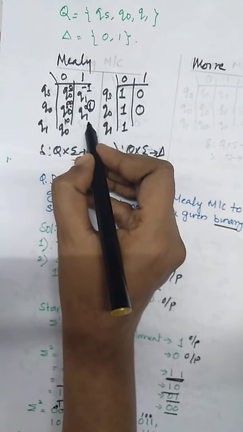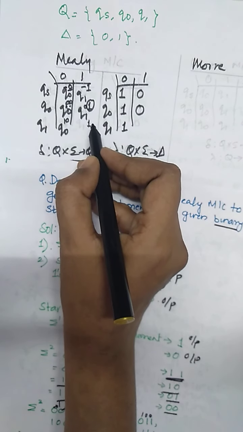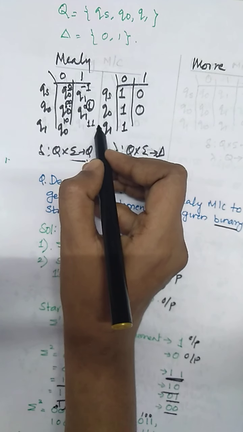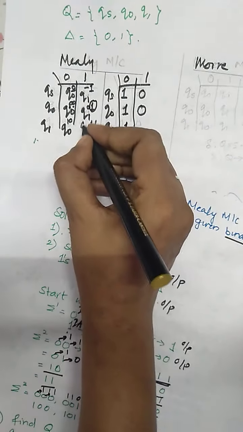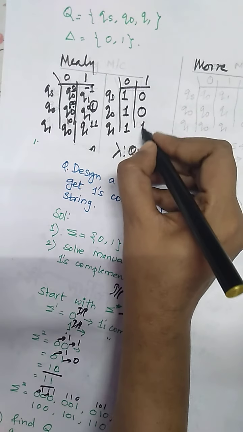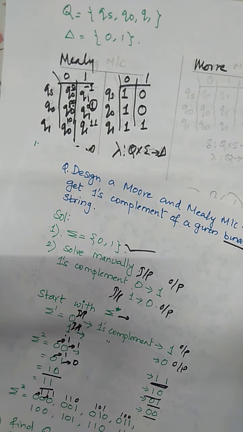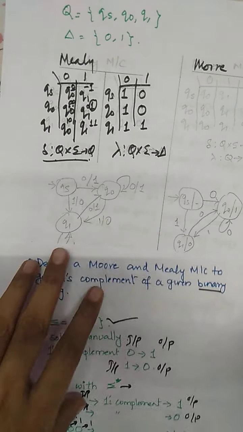Now q1 is already considered, whose output is 0. Now the next bit is 1. So the input 1 is marked by q1. So q1 state, what is the output? Output is 1.